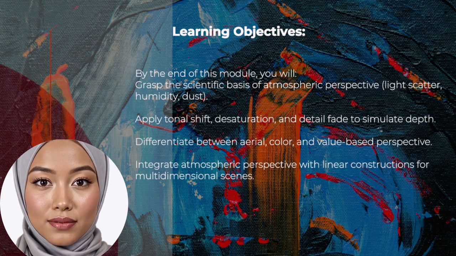Learning objectives. By the end of this module, you will grasp the scientific basis of atmospheric perspective: light scatter, humidity, dust; apply tonal shift, desaturation, and detail fade to simulate depth; differentiate between aerial, color, and value-based perspective; integrate atmospheric perspective with linear constructions for multidimensional scenes; manipulate edge sharpness, color temperature, and spatial contrast; analyze how different environmental conditions affect visibility and depth; and utilize atmospheric cues to lead the viewer's eye and create narrative emphasis.